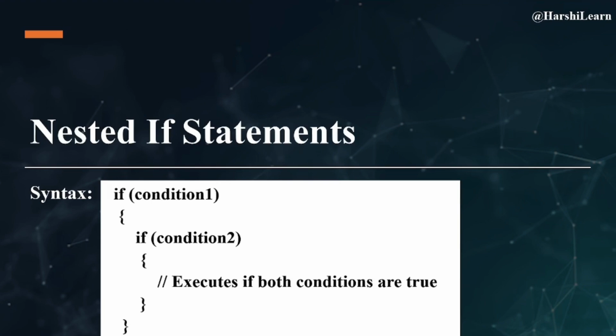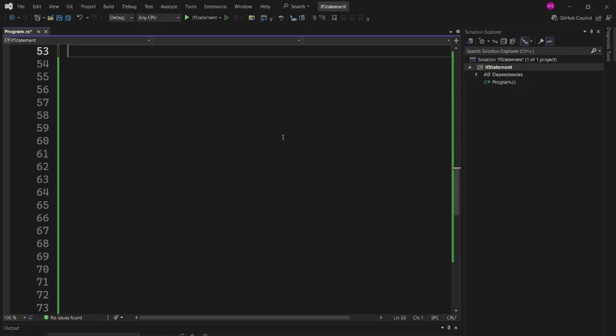Now, what if we need to check a condition inside another if statement? That is called a nested if statement. For example, when you log in to an app, first the system checks your username. If it is correct, then only it will verify your password. Correct. Similarly, the nested if statement works. Let's see how we can use this nested if statement in our C sharp. Let's see how we can check the login credential.